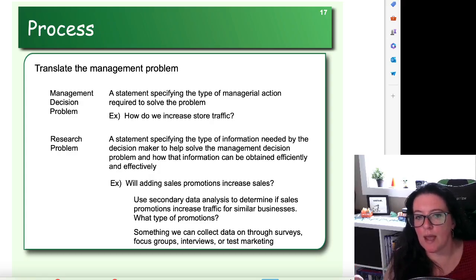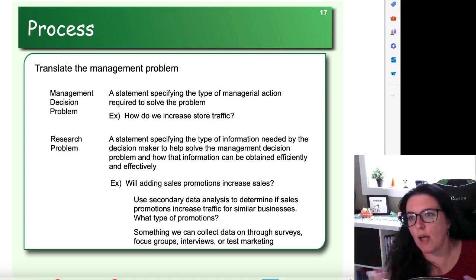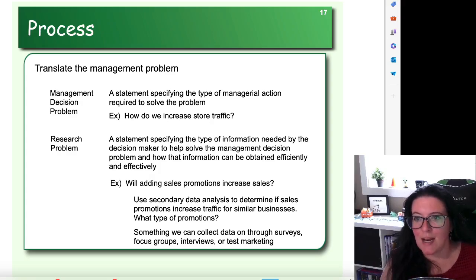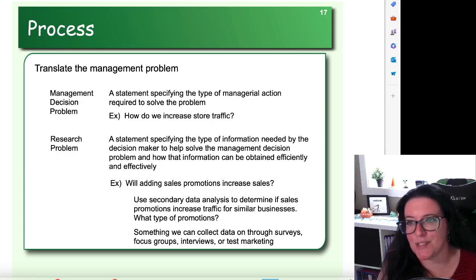So our managers really care, not just about traffic, but the underlying issue here is sales. So we're converting it to a research problem about sales. We can test sales promotions. We can test changing the layout of the store. And so the way we word this research problem is really going to say, here's what we're focusing on. Here we're focusing on sales promotion, not layout, in terms of store traffic, in terms of sales. And we're looking at, will adding sales promotions increase sales?